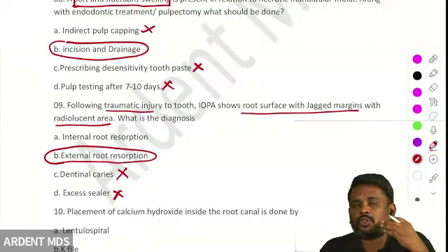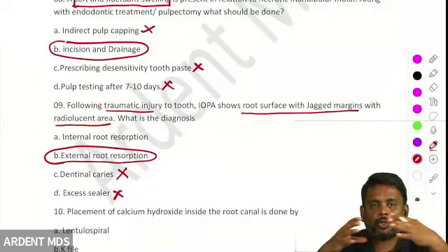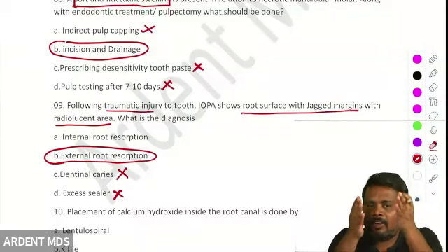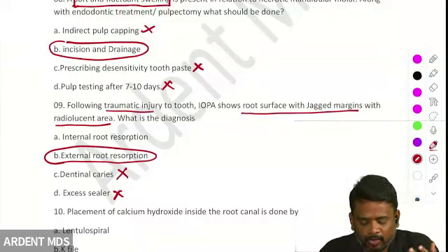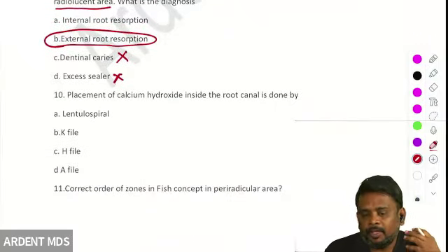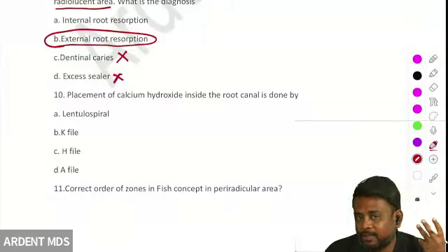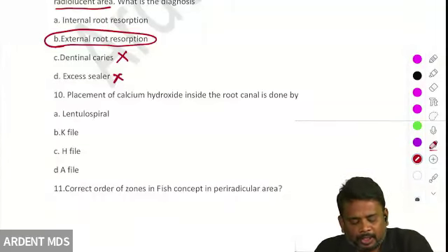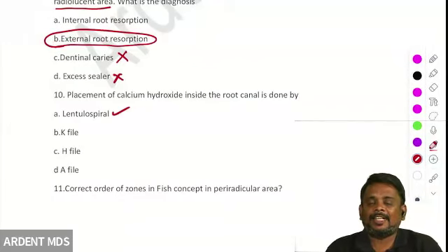Internal root resorption usually starts from the pulp and goes to the periphery. Since it is happening on the root surface, we go for external root resorption. Right. So go for question number 10. Calcium hydroxide is placed inside the root canal by what type of instrument? That is the question.